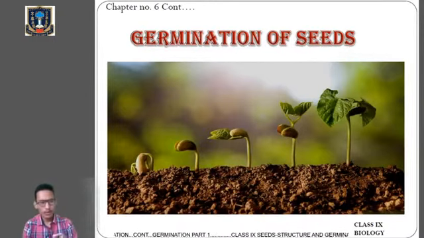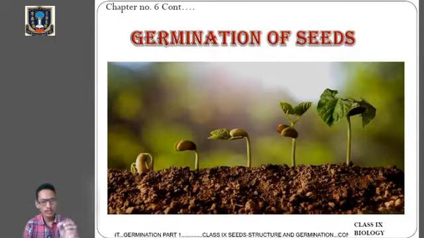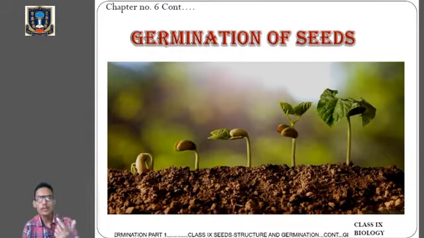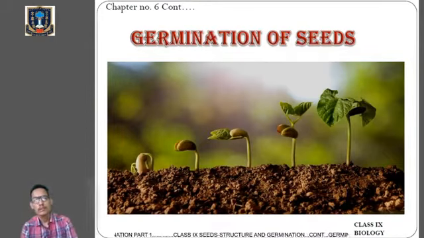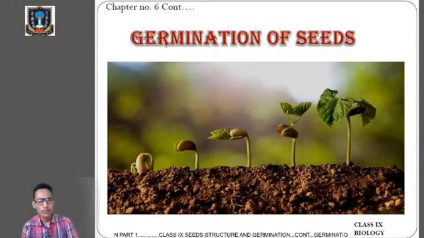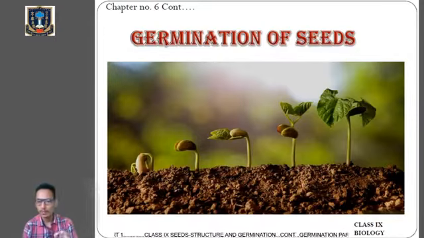Now, all seeds contain a dormant embryo. All of the seeds, before germination, contain a dormant embryo. The embryo mainly consists of a radicle and the plumule. The radicle is the future root and the plumule is the future shoot of a plant, as we have discussed.